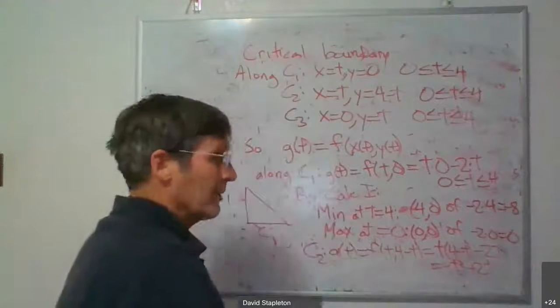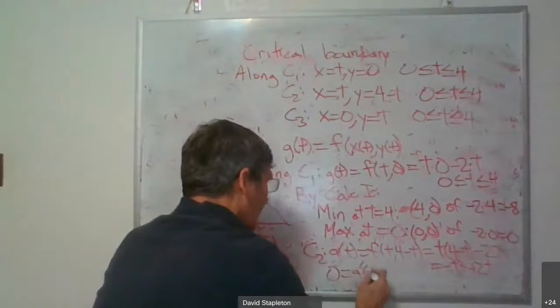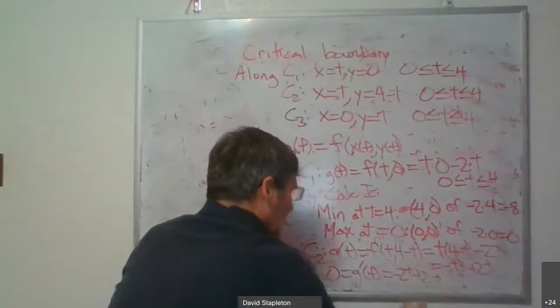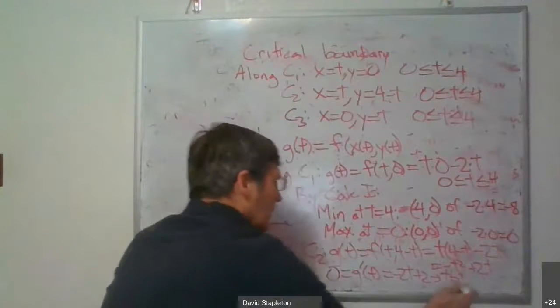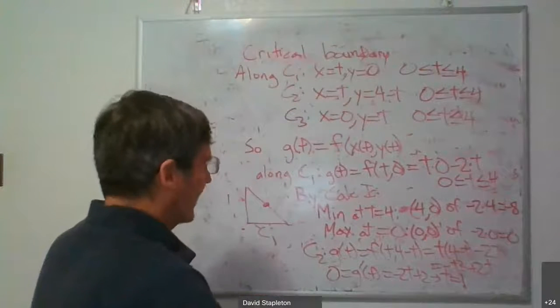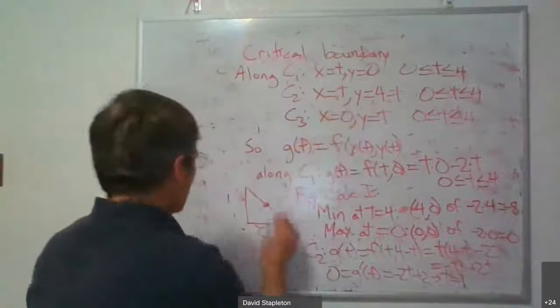This one has an interior critical point, right? So you set the derivative to zero and you find, oh, there's a critical point at t equals 1 in the middle. So it's going to be right here. At t equals 1 on the second curve, you get 1, 3. So I guess it's this one.